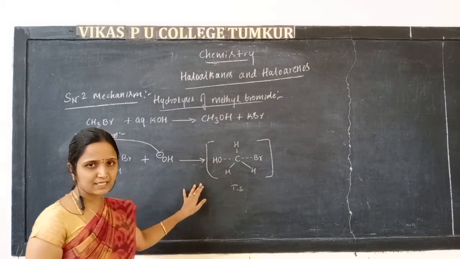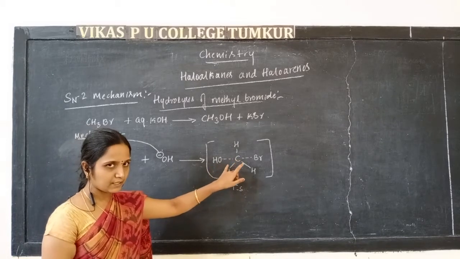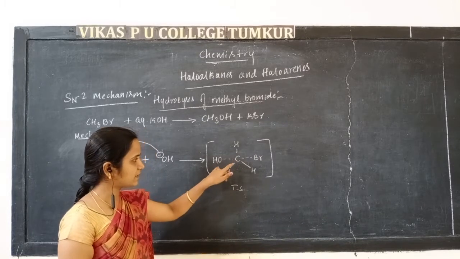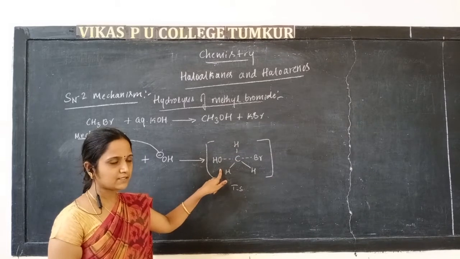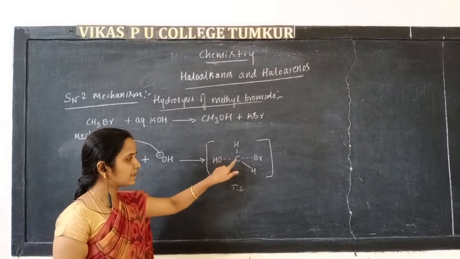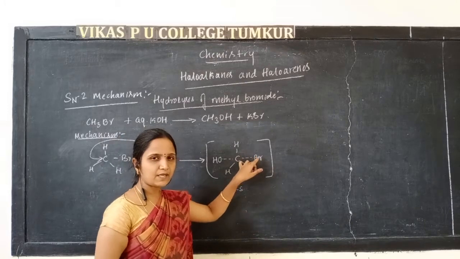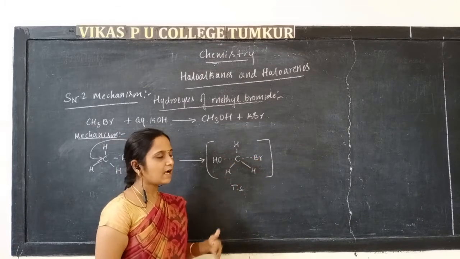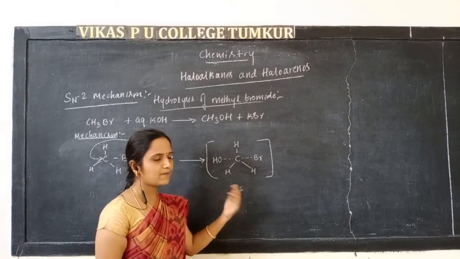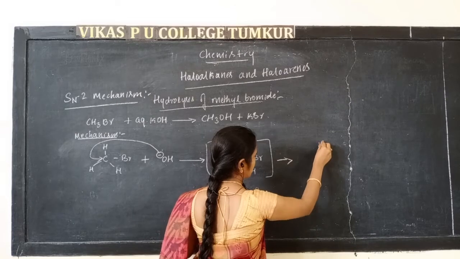This transition state is unstable. The bond between the carbon and the bromide weakens, and the bond between the carbon and the OH increases. The strength of the bond between the carbon and the OH increases, and the strength of the bond between the carbon and the bromide decreases. At that time the leaving group, the bromide ion, leaves and methyl alcohol is formed.